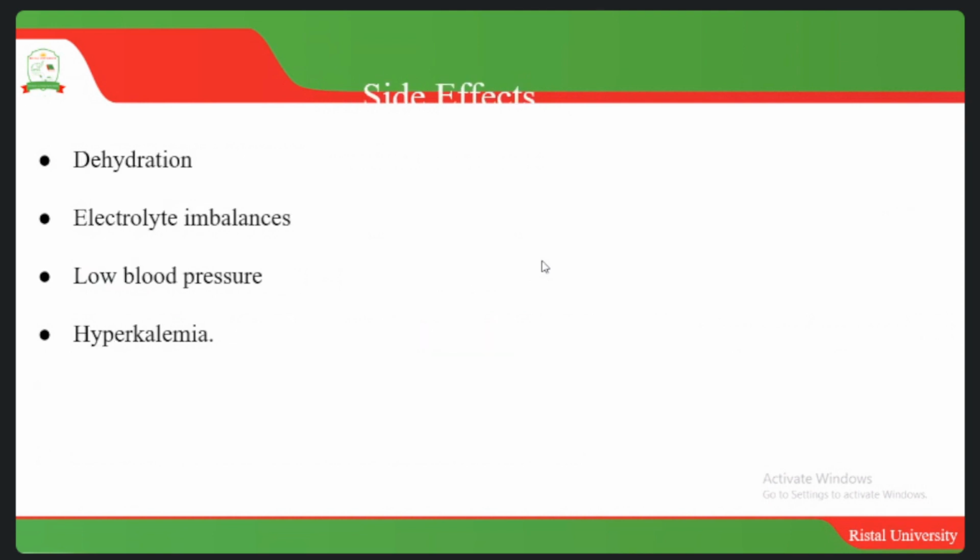Side effects also include dehydration, as I've already mentioned, and electrolyte imbalances, because the patient loses a lot of fluids and those fluids move with a lot of electrolytes, sodium in them, and the patient may lose excess of it, which is also not good, even potassium. Then low blood pressure can also occur due to excess loss of fluids, which will decrease the blood in circulation, causing low blood pressure. Then hyperkalemia, this will now increase loss of the ions.